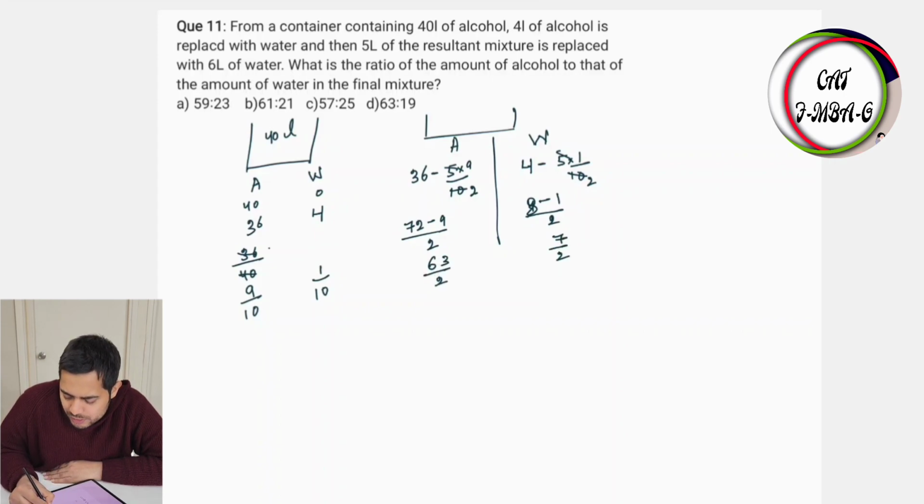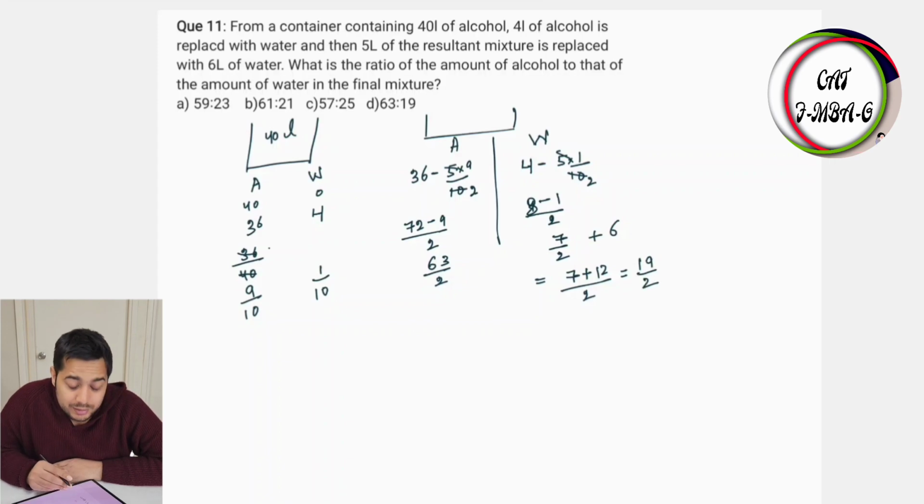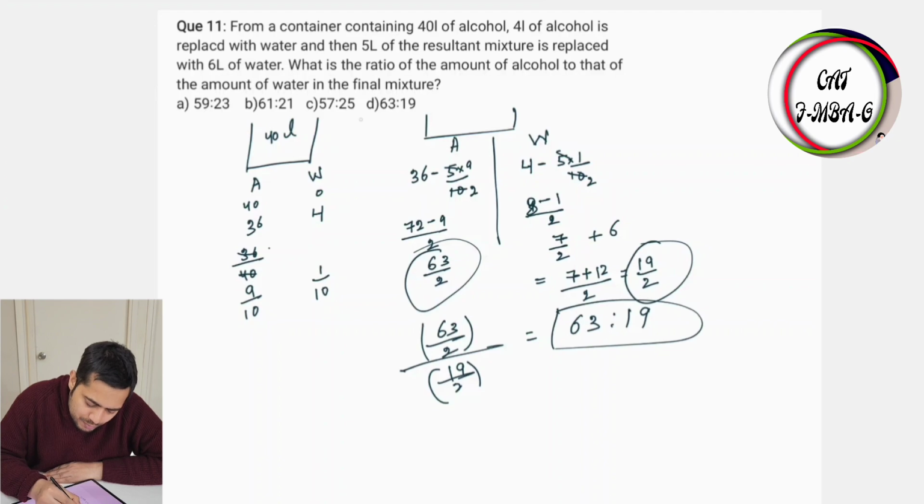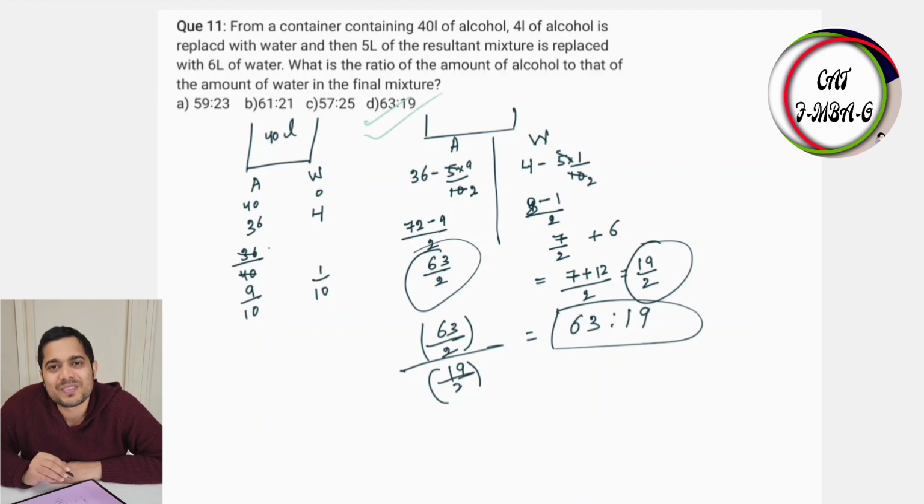Now 6 liters of water is mixed. So 7 plus 12 by 2 is equal to 19 by 2. In this final mixture, you have to calculate the ratio of alcohol to water. Now it is simple. 63 by 2 divided by 19 by 2 is equal to 63 is to 19. This should be the right answer. Option D is the right answer.